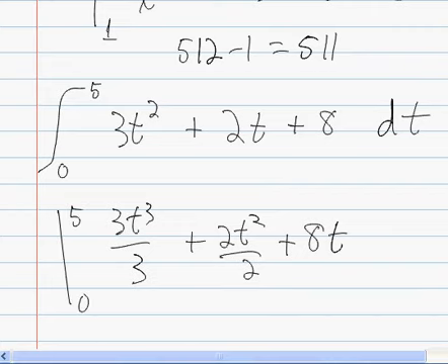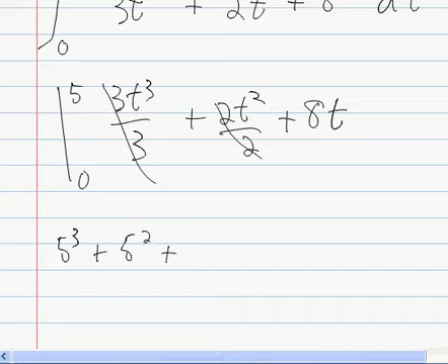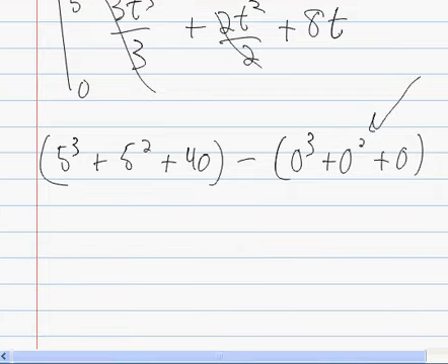So for the first one, it would be 5 cubed plus, those divide out nicely, plus 5 squared plus 8 times 5, which is 40, minus 0 cubed plus 0 squared plus 8 times 0. Again, I don't expect you to write this. I'm just doing it for instructional purposes. So it's 125 plus 25 plus 40. We get 190 for the answer there.